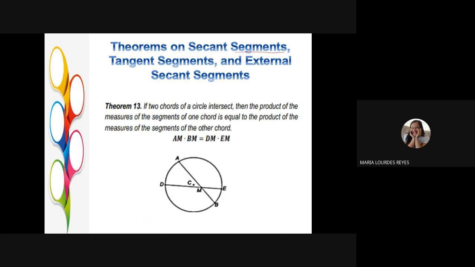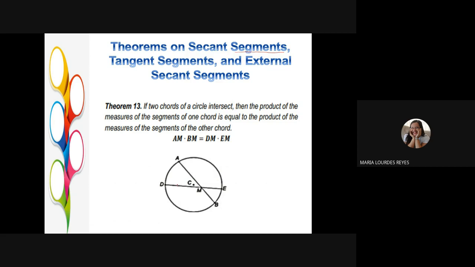So first up, we have theorem number 13. Please read it. If two chords of a circle intersect, then the product of the measures of the segments of one chord is equal to the product of the measures of the segments of the other chord. Okay. So basically, when we say theorem 13, so that it's easier for us to understand it, we are talking about these parts.